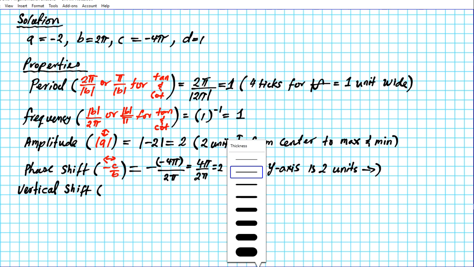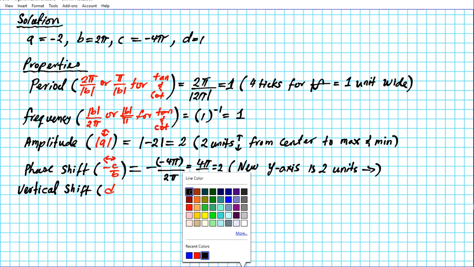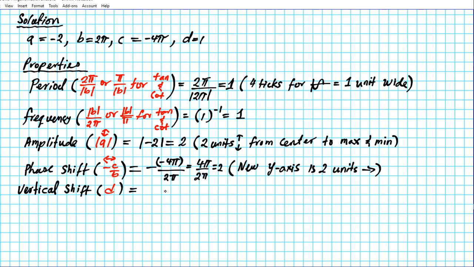Okay, so the d value tells us what the vertical shift is, and in this problem, what's the d value? The d value is 1. Graphically, what does that mean? Having a vertical shift of 1 just tells us that the new x-axis is going to be shifted 1 unit upwards from the original x-axis. Okay? Alright.